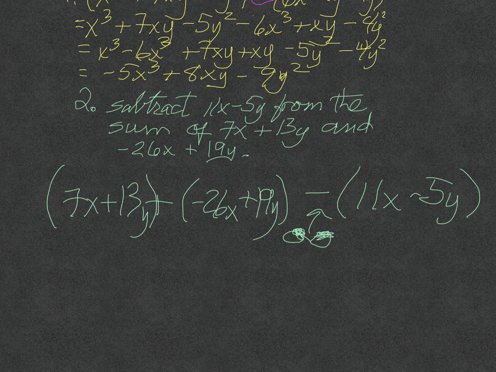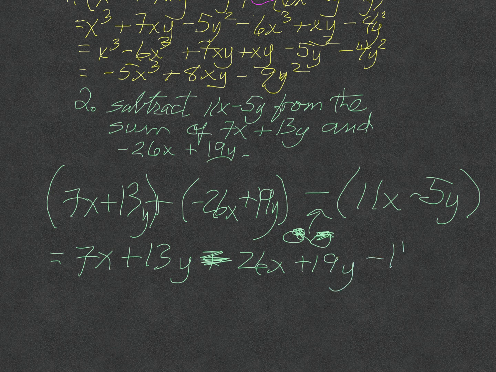All right, so I look at that. I want to take care of that one. And then I'll collect like terms, all right? So 7x plus 13y plus a negative 26x is minus 26x plus 19y. And then minus 11x plus 5y, all right? So I took a negative 1 times each term, or I added the opposite, either way.